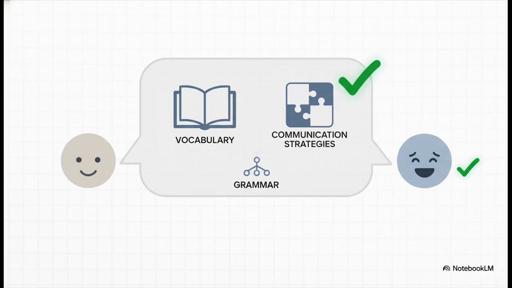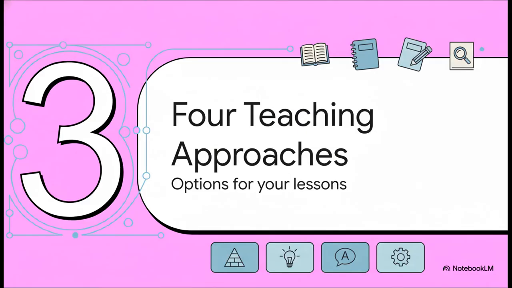Their grammar isn't perfect, maybe it's a little shaky, but you understand them completely. That's because they're leaning on their vocabulary and smart communication skills to get their meaning across. It doesn't mean grammar isn't important, but it does show that being a good communicator is about so much more than just being grammatically perfect.